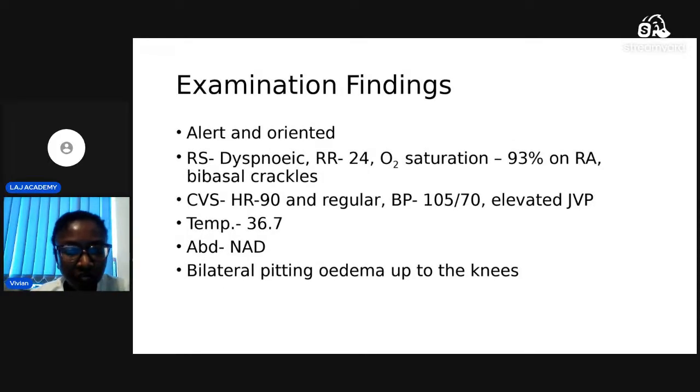These are the examination findings. She's alert and oriented. She was dyspneic with a respiratory rate of 24, which is high, and oxygen saturation of 93% on room air, as well as bibasal crackles. Her heart rate was 90 regular, BP 105/70, and she had an elevated JVP of about 6 centimeters. Temperature was normal. There were no abdominal findings, and she had bilateral pitting pedal edema up to the knees.